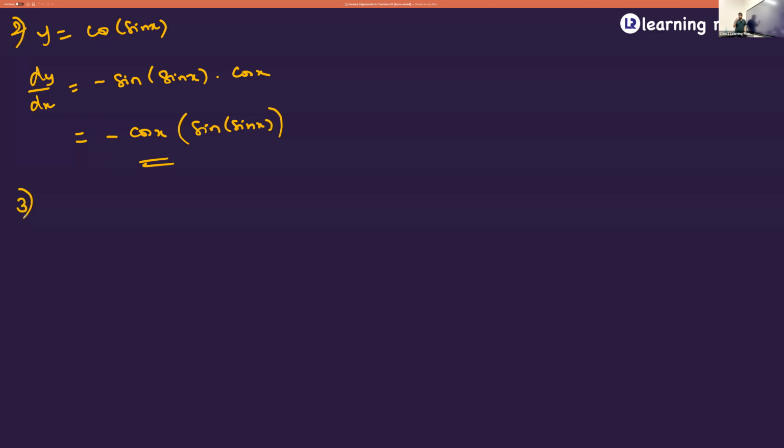Third. So y is equal to sine of ax plus b. So what is y dash or dy by dx? Derivative of sine is cos of ax plus b into derivative of ax plus b, which is a. The answer will be a cos ax plus b. So those who are clear with the concept, just proceed. Don't wait for it.